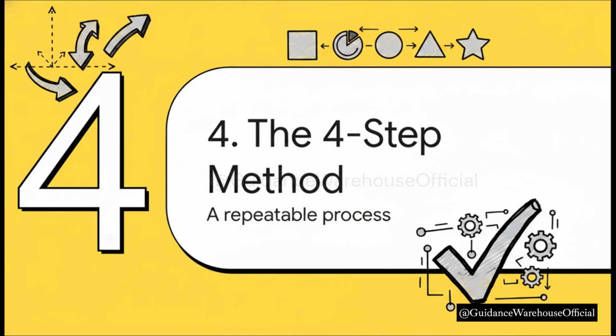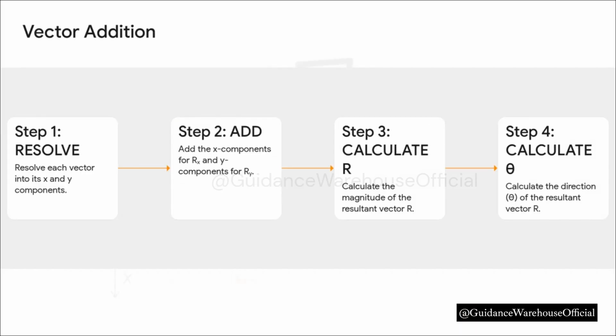Now, let's put it all together into a simple 4-step recipe that you can use to add any number of vectors. And I mean it. This process is foolproof. Here's the 4-step plan. Step 1, resolve. You take every single vector you're adding and break it down into its x and y parts.